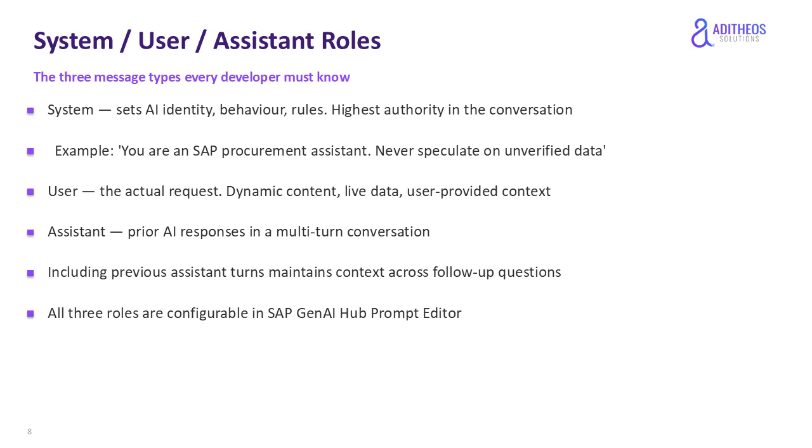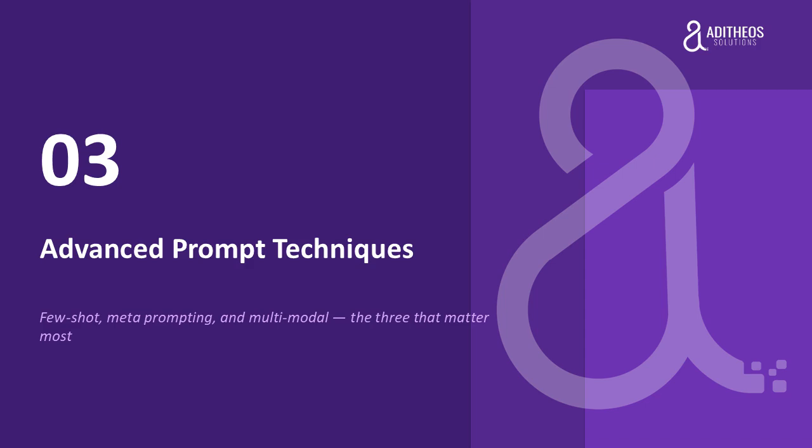The assistant role represents prior AI responses in a multi-turn conversation. Including previous assistant turns helps the model maintain context across a longer interaction, important for conversational applications where the user asks follow-up questions. Without this, the model has no memory of what it said 2 turns ago. Understanding how to structure these three roles is what separates a working enterprise AI application from a prototype that falls apart under real usage. 3 techniques that deliver the most value in enterprise contexts.